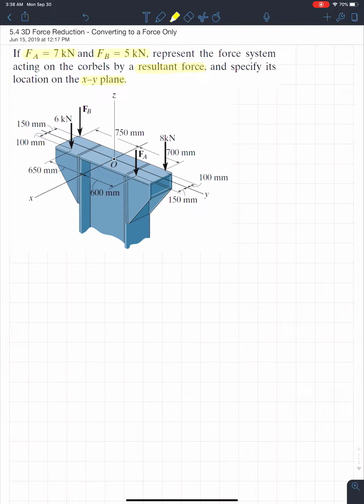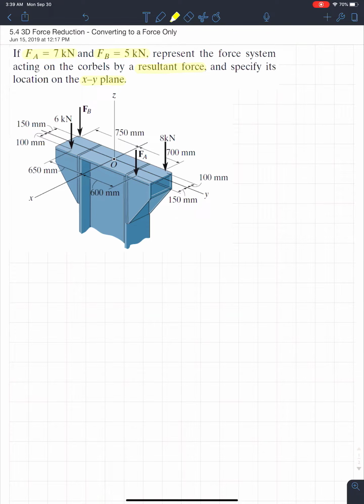So this question is very similar to last time, where we want to take all these forces and represent them with a single moment and a single force. However, the only trick to this one is that we have to move that force around to get rid of the moment, if you know what I'm saying.